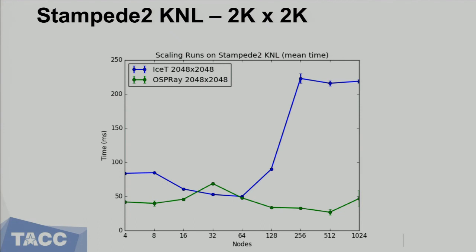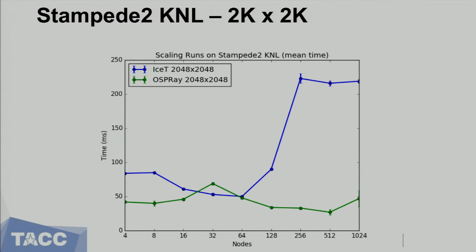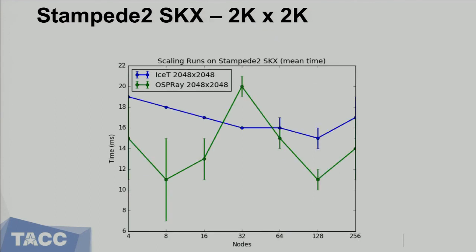And so now in StampD2 KNL, scaling out to 1,000 nodes, ICE-T, interestingly, has a spike, or relative spike. We're still only at 200 milliseconds here, at 128, at 256 out to 1,024. But Osprey is now able to have about 50 millisecond performance out to 1,000 nodes, which is kind of cool. And that's on KNL at 2K resolution.